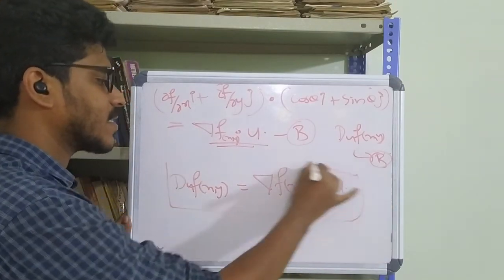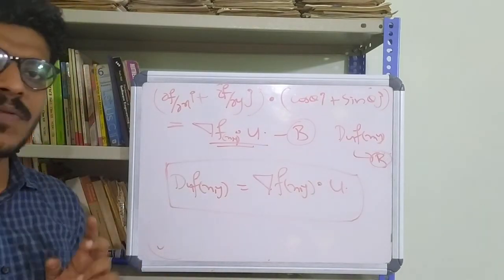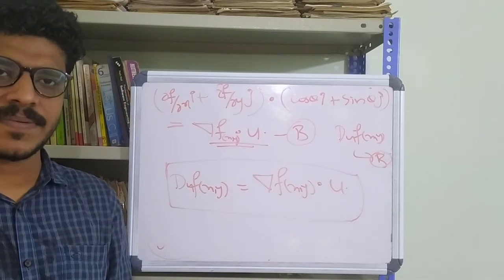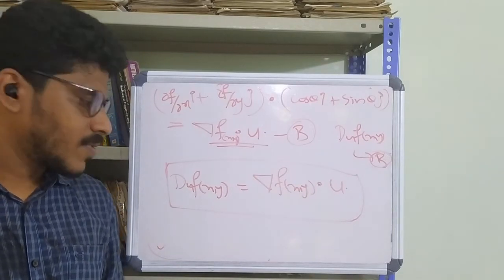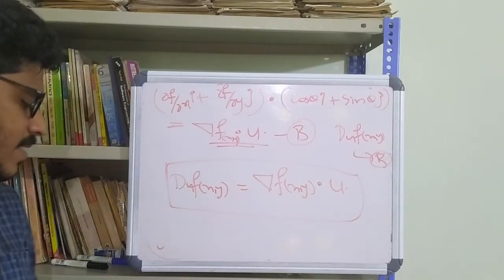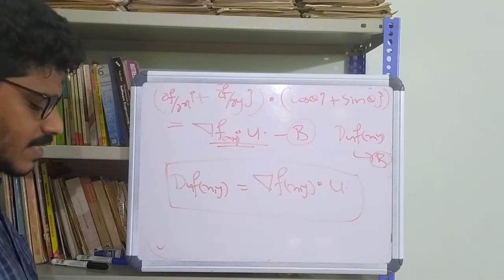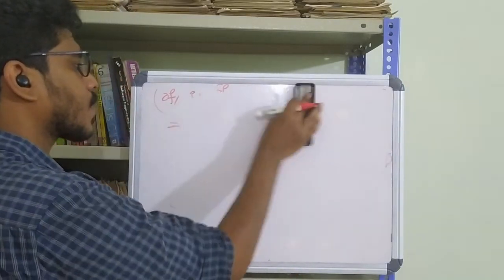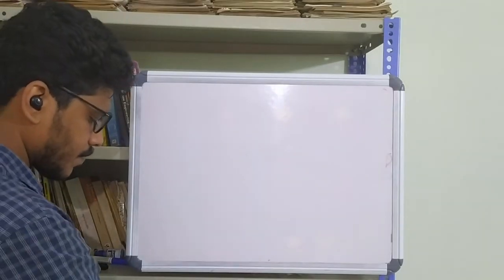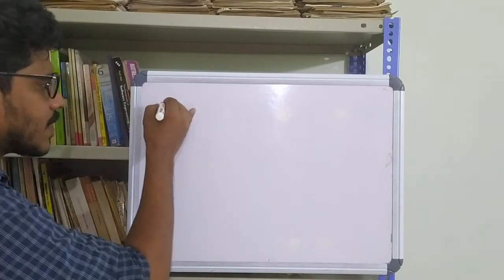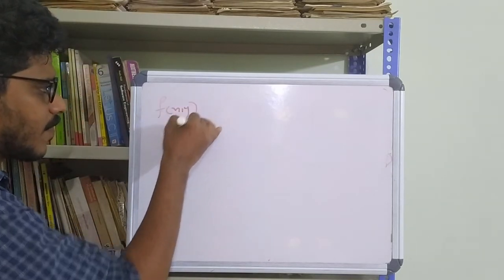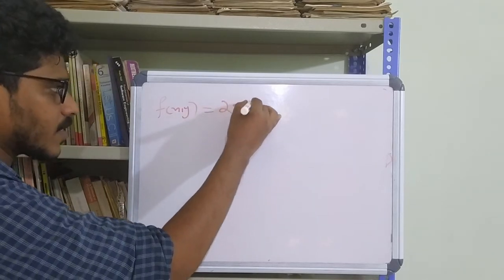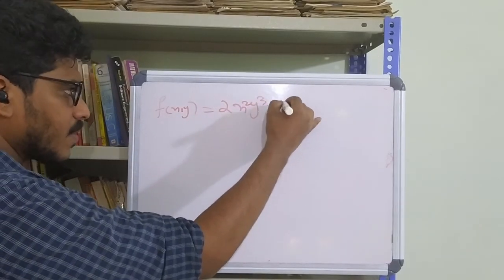So the directional derivative can be found as the dot product of the gradient and the unit vector. Alright, so this is how we practically evaluate the directional derivative. Let's see an example of this. Consider the function f of (x, y) equal to 2x squared y cubed plus 6xy.